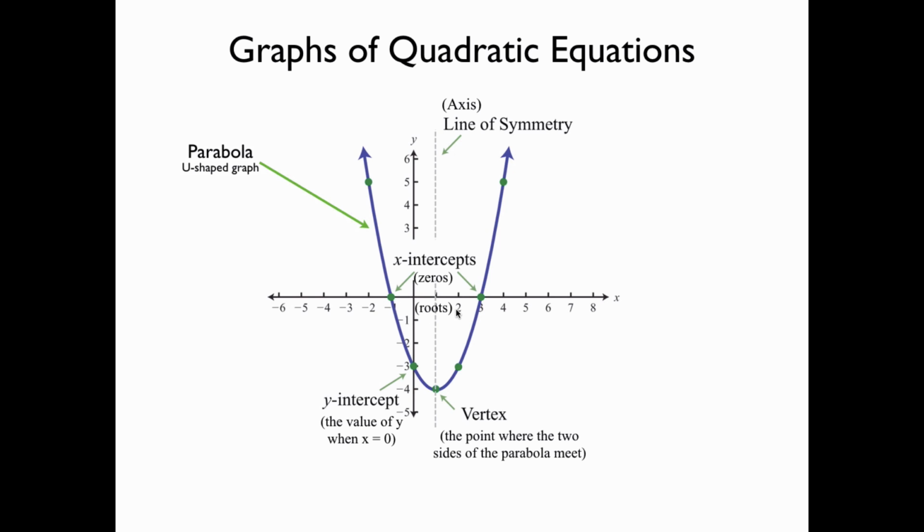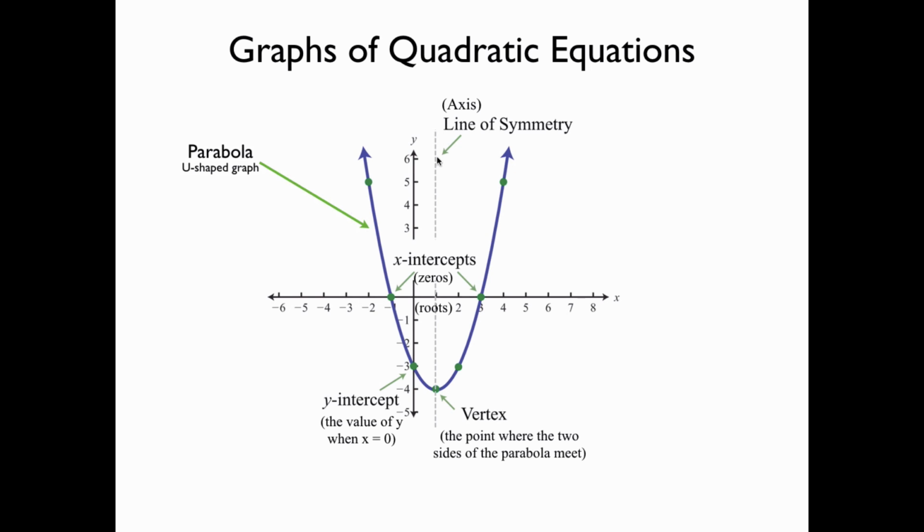Some other features are the y-intercept, the value of y when x is 0, the vertex, or where the two sides of the parabola meet, and what's called the axis or line of symmetry. And this line cuts the graph in half.